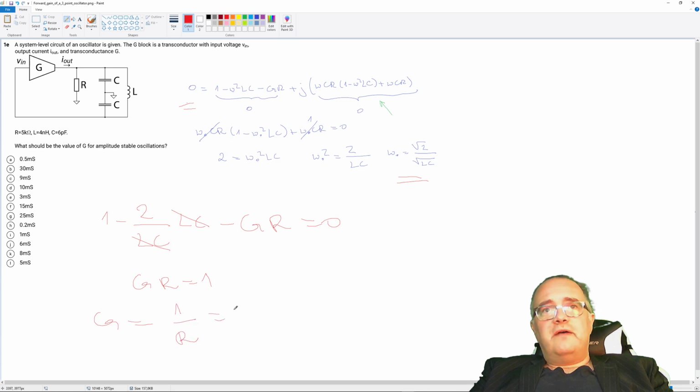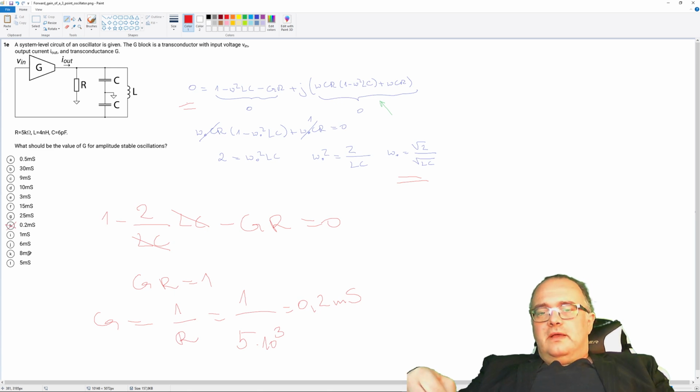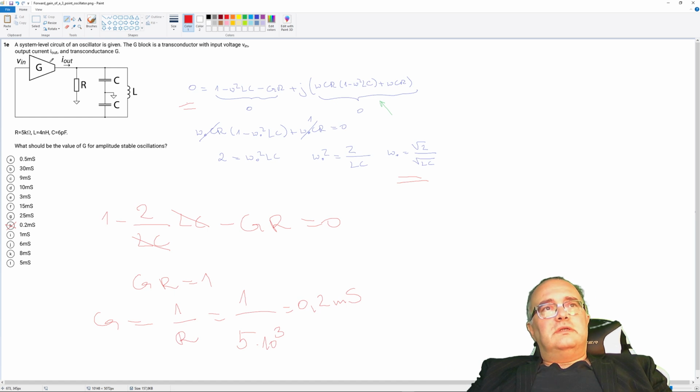With the values that we have, R is 5k, so 1 divided by 5 times 10 to the power of 3 will be 0.2 millisiemens. This is the answer. And if G is 0.2 millisiemens, it will exactly compensate for the losses that we have in the resistor, and hence we will have frequency stable oscillation, just satisfying the Barkhausen criteria for oscillations. Thank you very much.